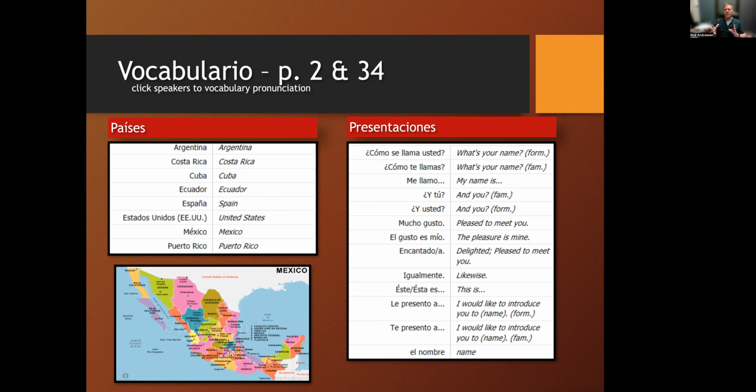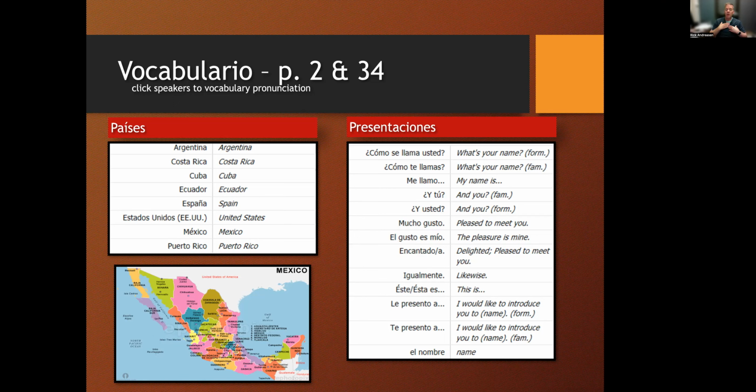And then presentación is just a way of introducing yourself. We've already had some of these, but let's go through these different ones. ¿Cómo se llama usted? I hear a lot of errors when I hear this. People say, ¿cómo see llama usted? Because that SE in English looks like it could be say or C. But remember that E is short, so se, ¿cómo se llama usted? What's your name for a formal? ¿Cómo te llamas? Is a familiar way of saying what's your name.